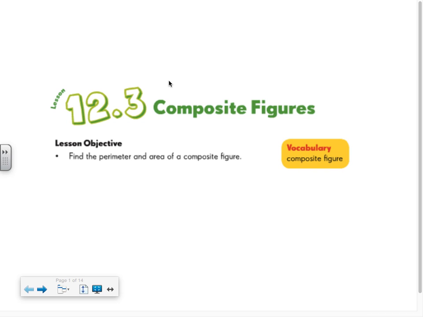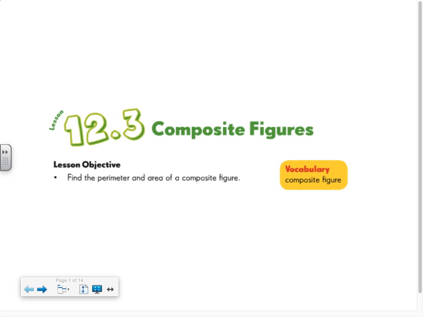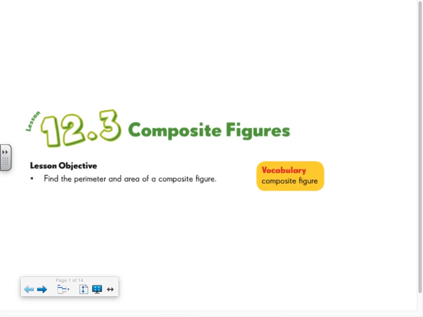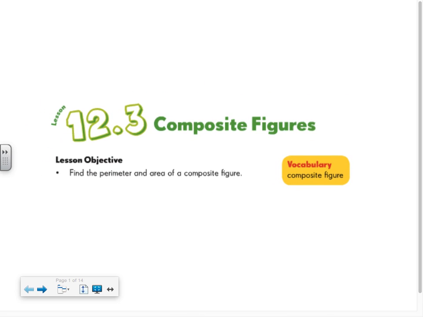A composite figure, if you want to break apart the word, the root is compose. And if you compose something, I always think you're making something up of different things. So a composite figure is a shape that is made up of other shapes. Usually it would be a rectangle and square.